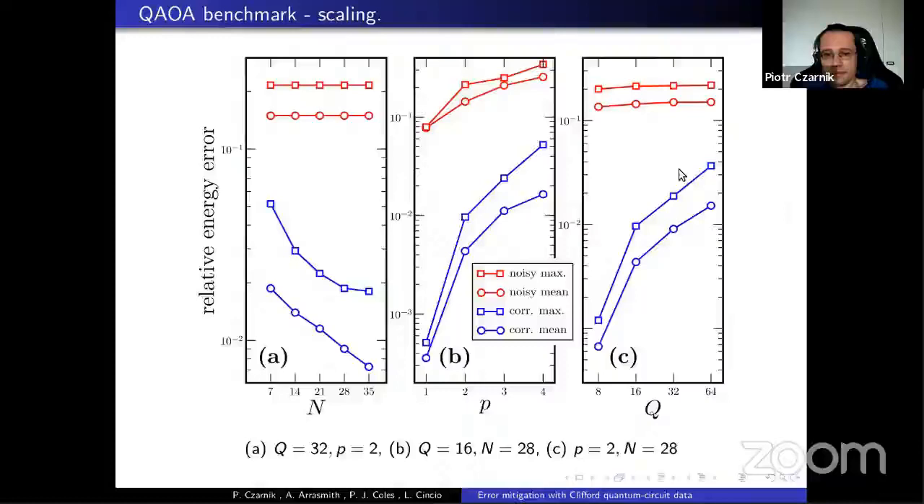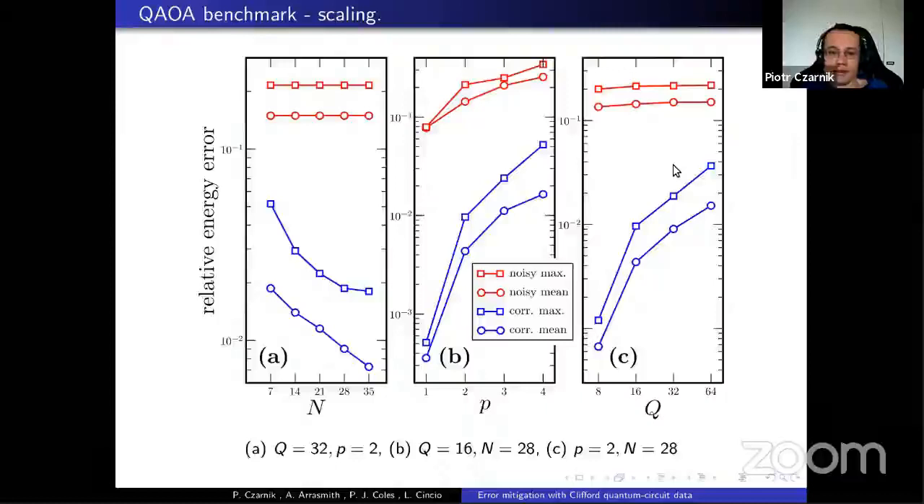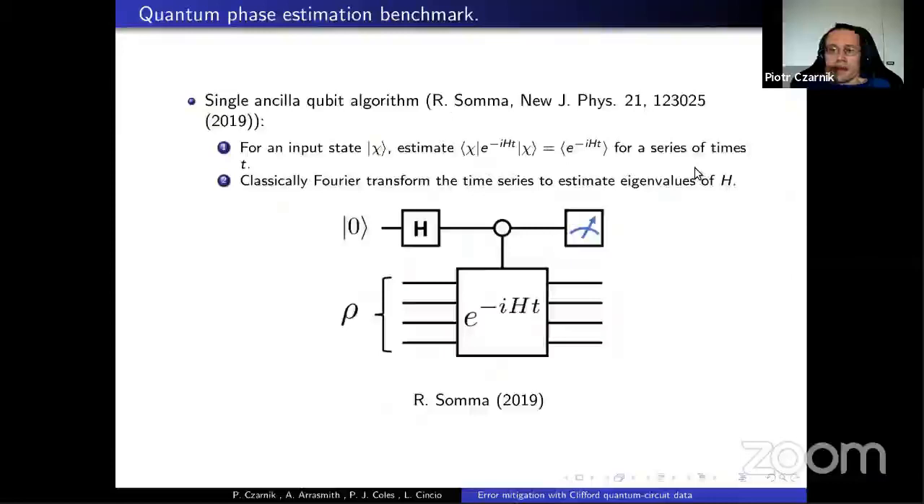That was just one benchmark, which was related to variational optimization of parameterized quantum circuits. We also did a second benchmark just to see how our method will perform for very different tasks. It was the task of quantum phase estimation. So actually we analyzed outputs of an algorithm for quantum phase estimation, which was proposed by Rolando Somma. This is an algorithm which is designed to be friendly for near-term quantum devices as it requires a single ancilla qubit.